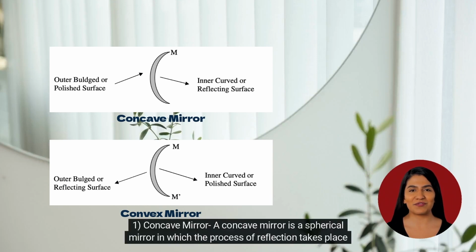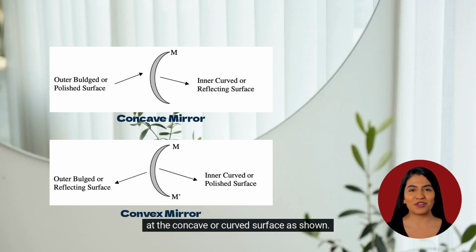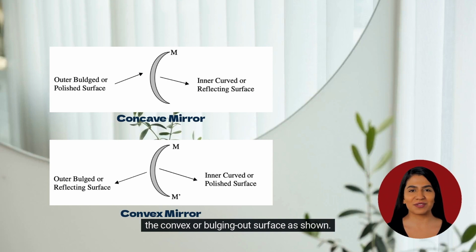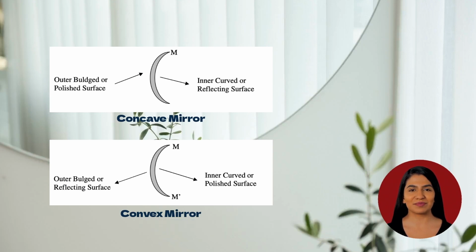1. Concave mirror. A concave mirror is a spherical mirror in which the process of reflection takes place at the concave or curved surface as shown. 2. Convex mirror. A convex mirror is a spherical mirror in which the process of reflection takes place at the convex or bulging out surface as shown.